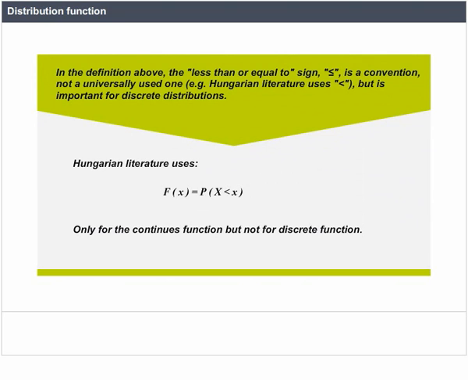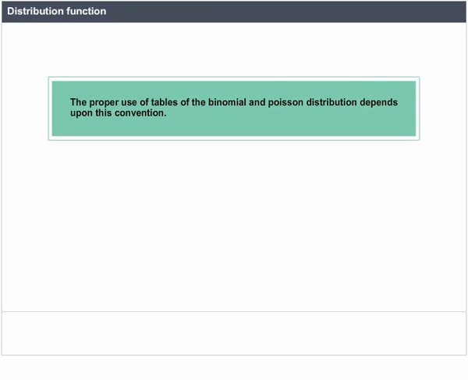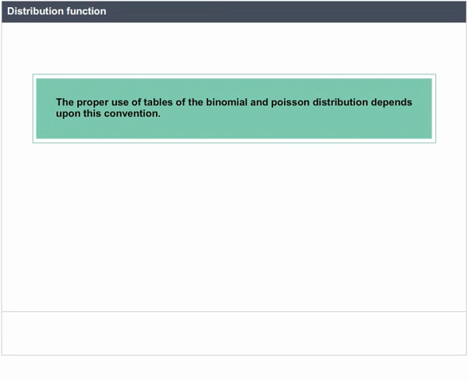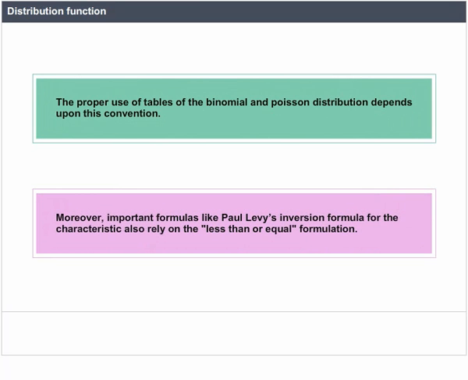Hungarian literature uses F(x) equal to the probability of X less than x, only for the continuous function but not for a discrete function. The proper use of tables of the binomial and Poisson distribution depends upon this convention. Moreover, important formulas like Paul Lévy's inversion formula for the characteristic function also rely on the less than or equal formulation.